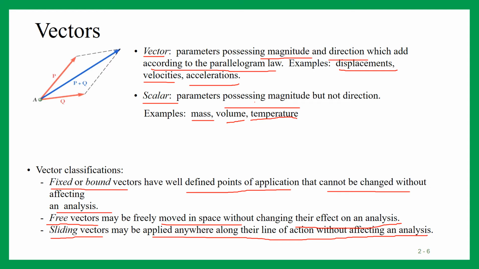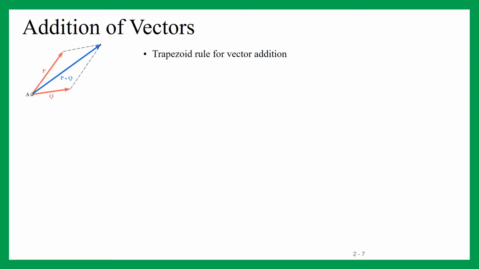Then the third is the sliding vector. It may be applied anywhere along its line of action. In the previous video, we have discussed this. Now we will see addition of vectors.